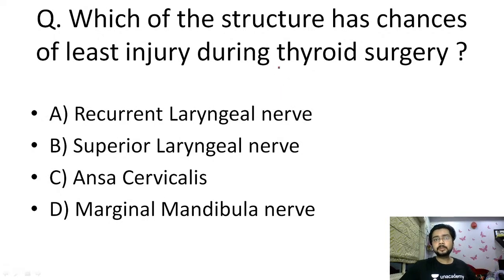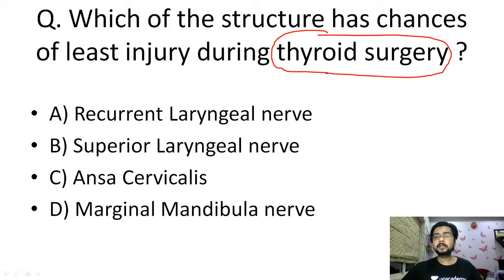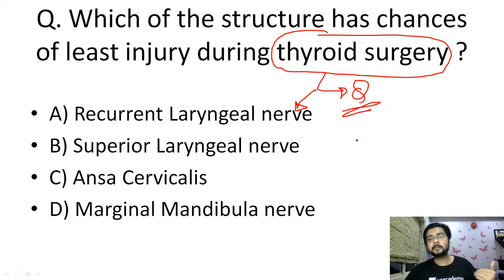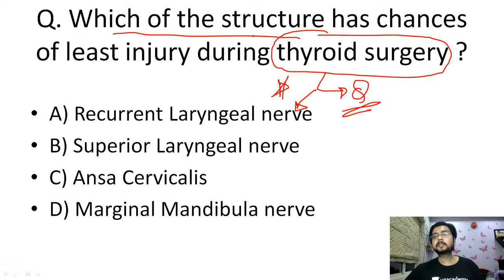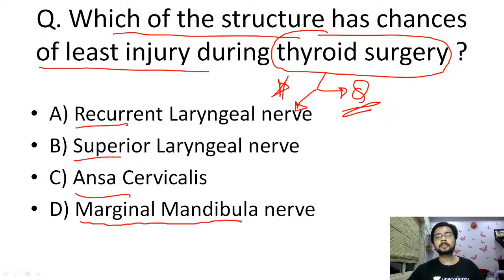Now coming to the future question that was left. This is a very important question with regard to ENT, and every year there is something with regard to thyroid surgery and recurrent laryngeal nerve. So some question they are going to ask from it. If you consider this question, let us read it. Which of the following structures has the least chance of injury during thyroid surgery? Recurrent laryngeal nerve, superior laryngeal nerve, ansa cervicalis, marginal mandibular nerve.